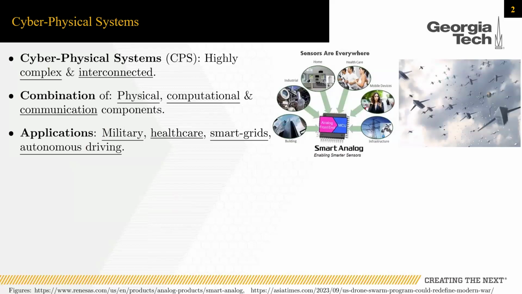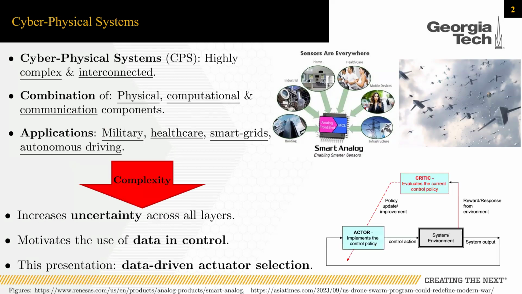So our lab is called Intelligent Physical Systems. What we do is, of course, CPS are highly complex interconnected systems. They combine physical, computational, and communication components, and the applications are everywhere. Of course, the more complex you make it, the more this increases the uncertainty across all layers. And then, of course, we have more data, so we can use more data to do what we know as controls. The first part of the talk will be about something we call data-driven actuator selection.